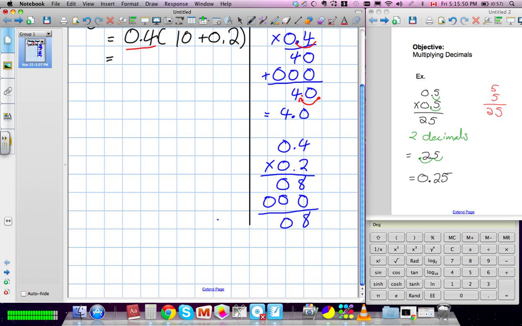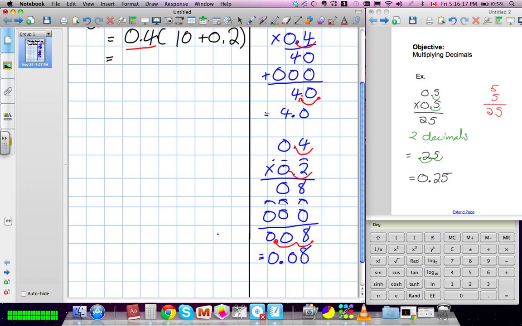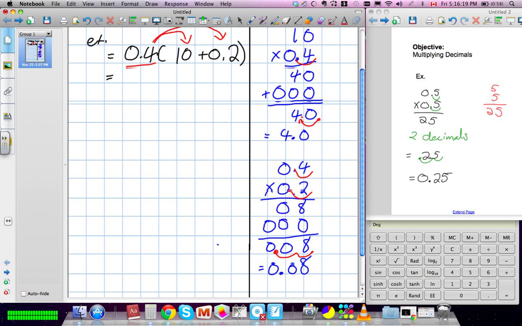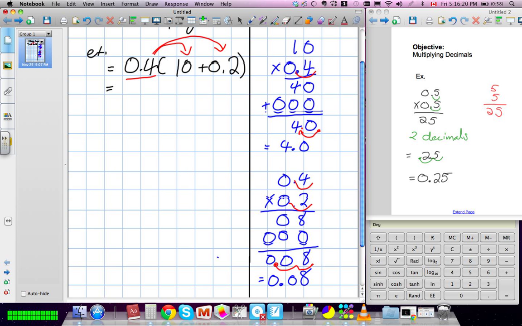Now how many decimal places are in this question? 1 in the first number and 1 in the second. So how many altogether? 2. So because there's 2 decimal places, we start at the beginning, we go 1, 2. So that's our new decimal place. So our next number is actually 0.08. Okay? Does that make sense? It depends how many decimal places are in the question.